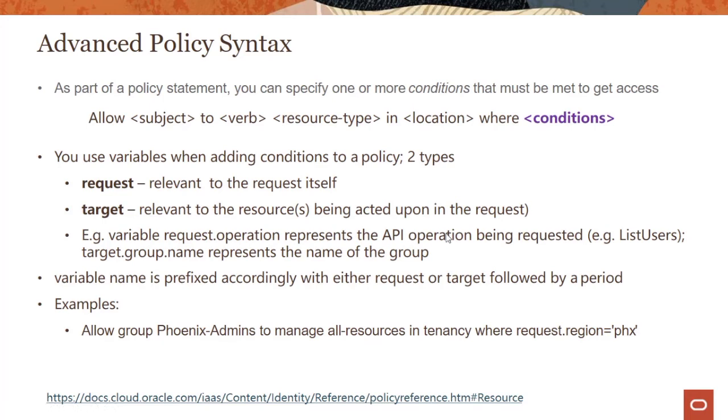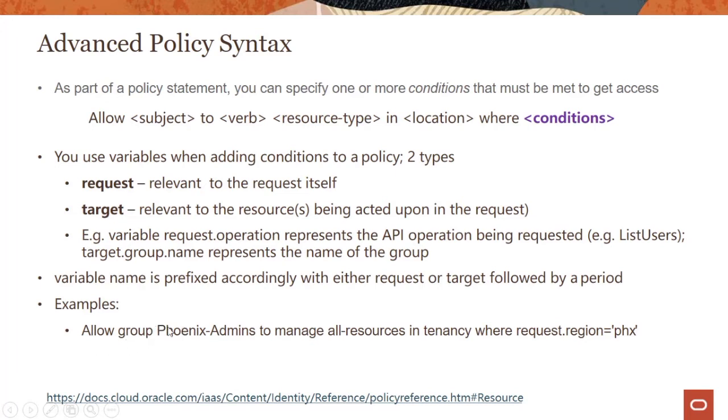For example, list users. Target.group.name represents the name of the group. So you have target here, and group.name is the name of the group, and to specify that, you would use a keyword like target.group.name. As you see here, the variable name is prefixed with either request.operation or target, followed by a period. So request.operation, target.something.group.name.